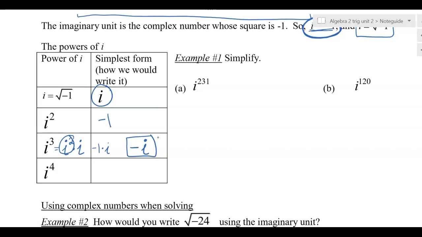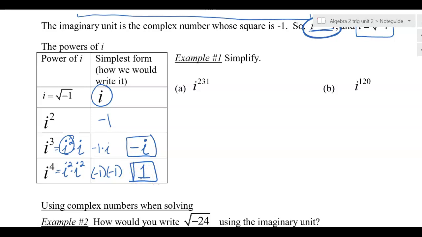All right, what about i to the 4th? Yeah, how about just positive one, right? So i to the 4th could be thought of as i squared times i squared, but what is each i squared worth? -1. So this is really like having -1 times -1, which equals +1.